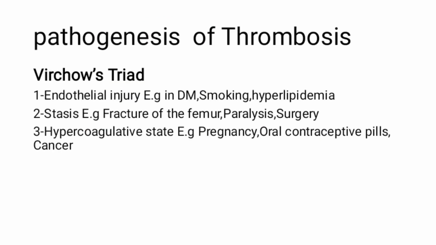For any thrombosis to occur, we need three things, which is called Virchow's triad. When we say triad, we mean three things. At least one thing has to happen here for a thrombosis to occur. There has to be endothelial injury, as in the case of diabetes mellitus, smoking, hyperlipidemia, as I have said.